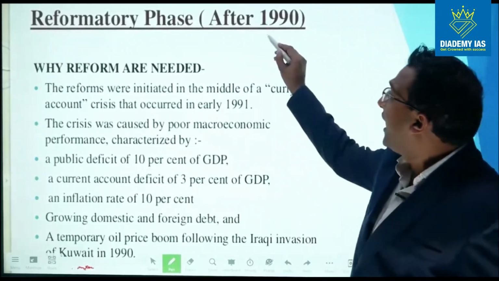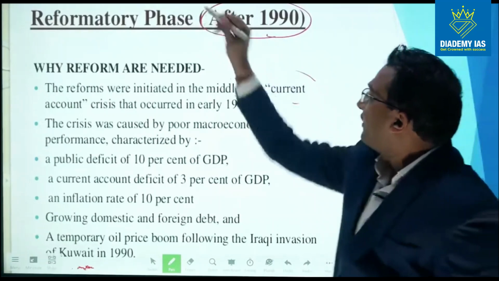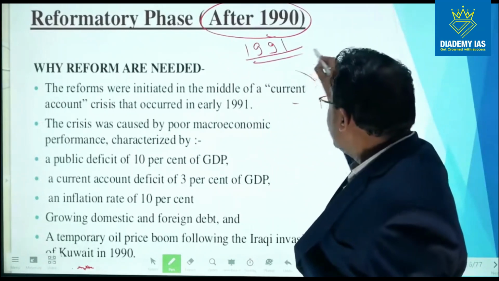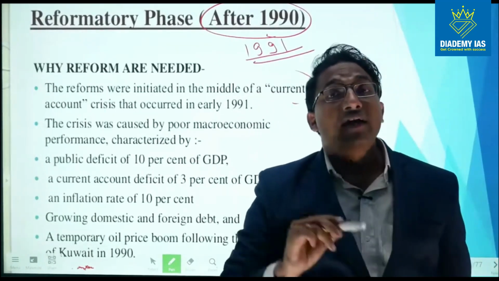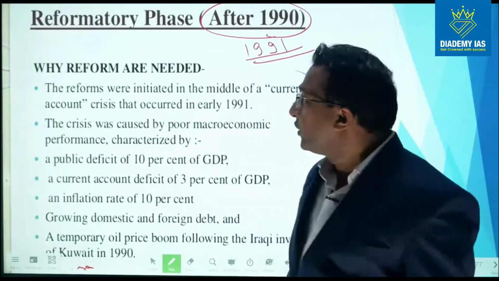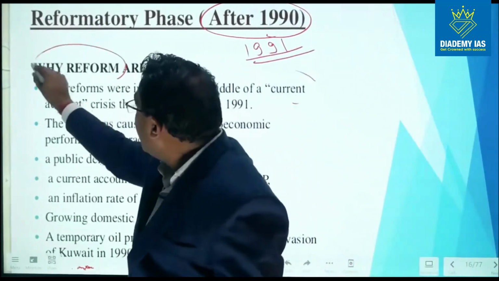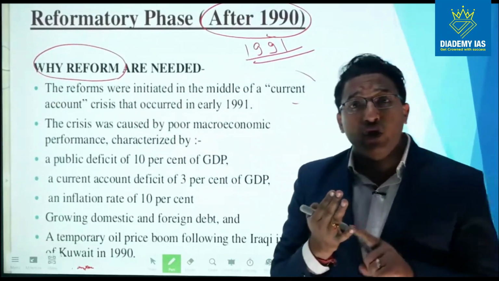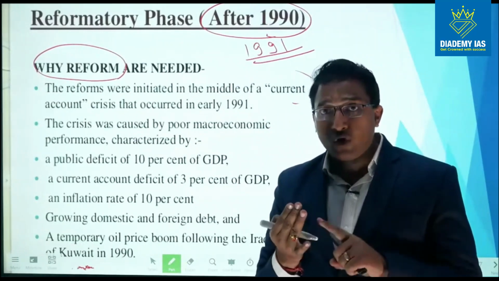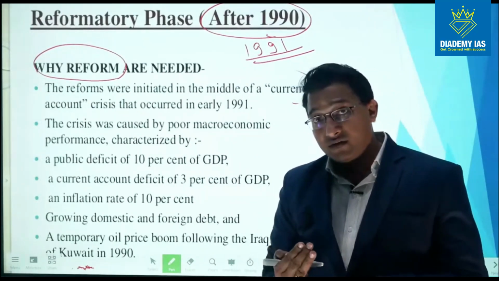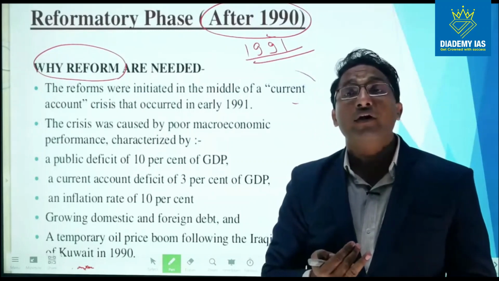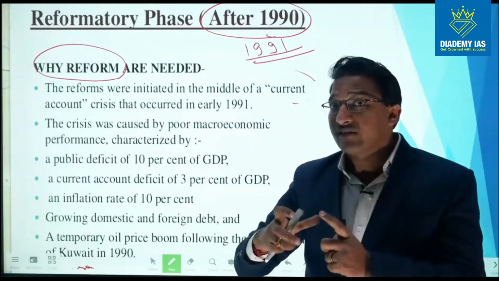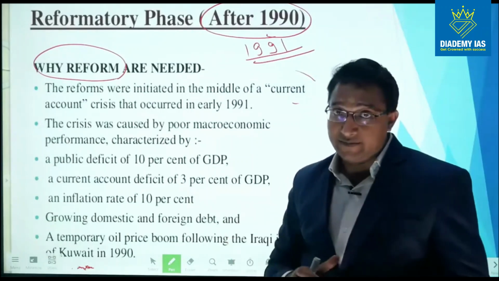The reformatory phase started after 1990, right? So friends, 1991 was the year in which the Indian economy took a big shift, right? So why were the reforms required? Because the Indian economy was completely shattered. How was it shattered? There was a huge debt or loan over the Indian government. We were not able to repay the foreign exchange payments after a certain time, right? So the foreign exchange reserves were very low at that time.